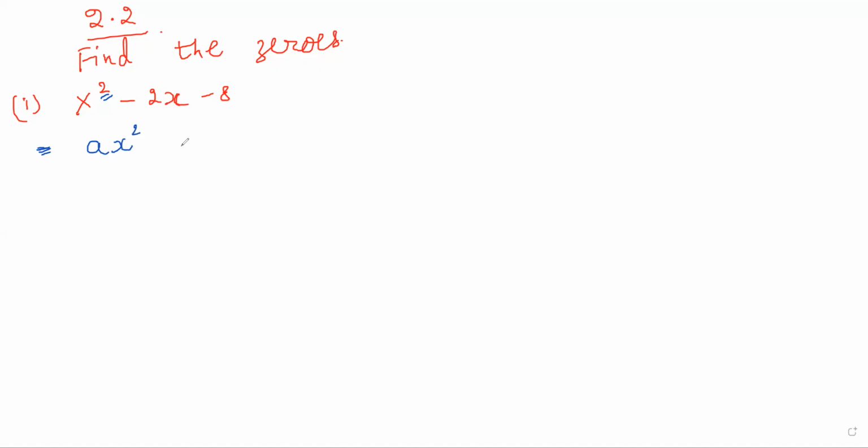So you first write the standard general formula of a quadratic equation, that is ax square plus bx plus c, and write the values of a, b, c, which are the constants. X square is the same here, variables are the same, so write the constants. What is a here? A is the coefficient of x square, which is 1. What is b? Coefficient of x is minus 2. You should write it along with the sign. So c is equal to minus 8.